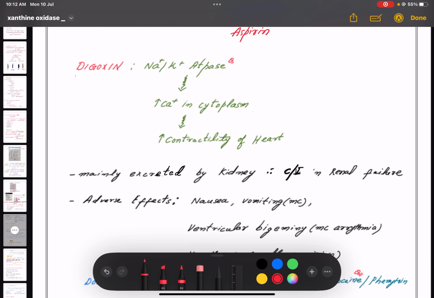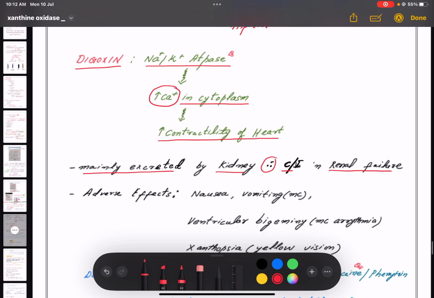Now let's see digoxin. Digoxin is a sodium potassium ATPase pump inhibitor. Once this pump is inhibited, there is increased calcium in the cytoplasm. The calcium will increase in the cytoplasm, and the calcium is responsible for increased contractility of the heart. Digoxin is mainly excreted by kidneys, therefore it is contraindicated in renal failure.